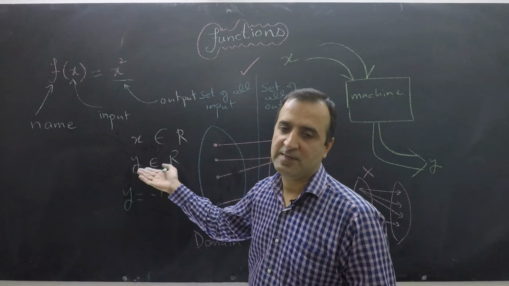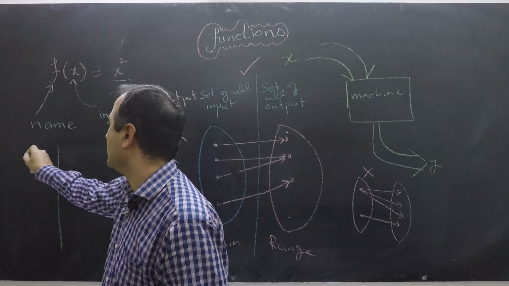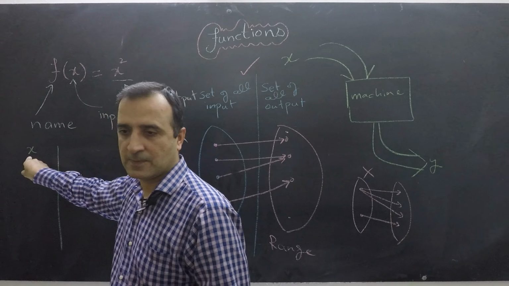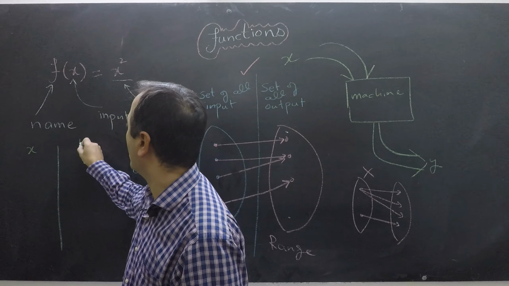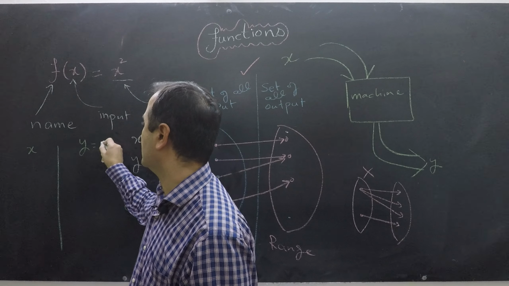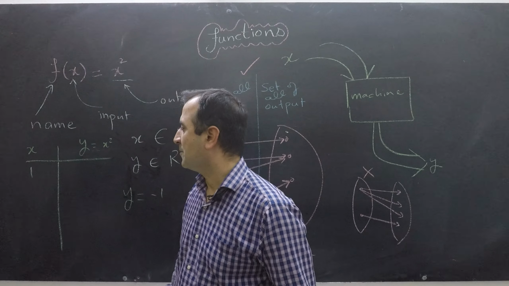So now let's write some values to understand this, right? Let's write a small table here. So here are my inputs and here are my corresponding outputs, which are equal to x square. So y is equal to x square is here.